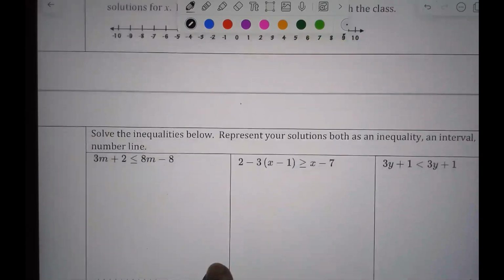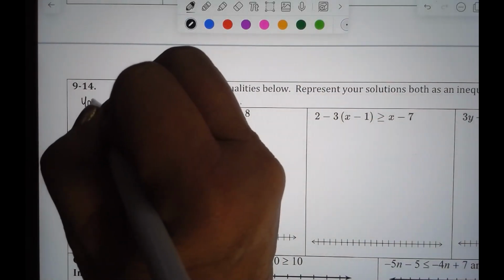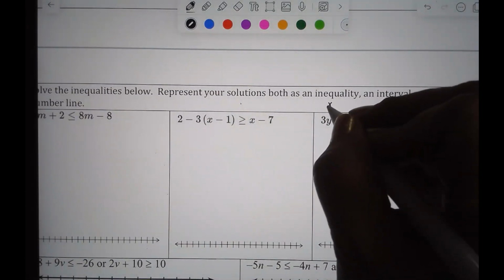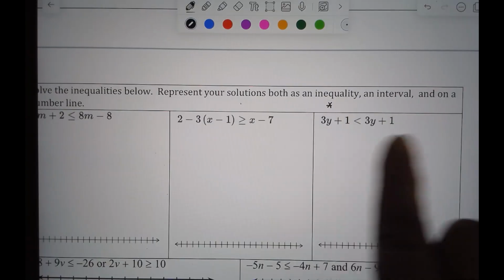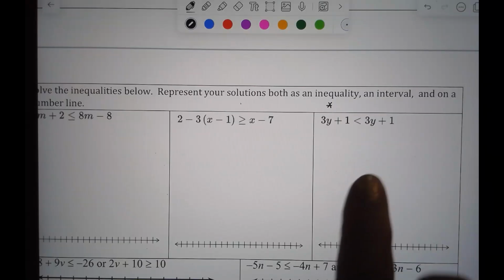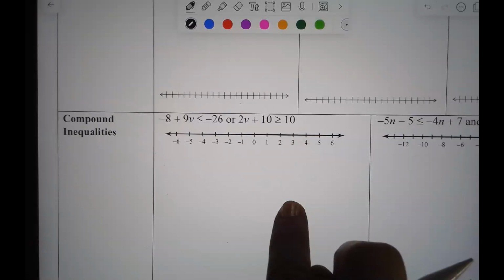Okay, you are going to then do these. This one right here, just kind of when you simplify it, kind of think yourself through what your statement means so that you can get your answer.